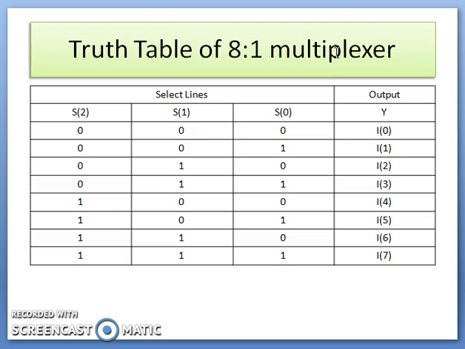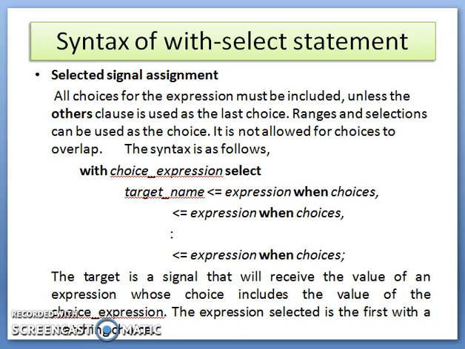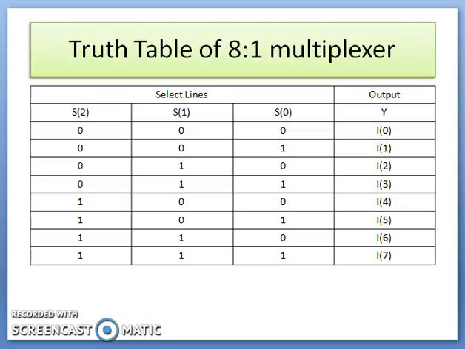the with-select statement. Okay, already you have gone through this syntax of with-select, and if you want to write VHDL code using with-select, what the programmer should know is the truth table. So this is the truth table of an 8-to-1 multiplexer.